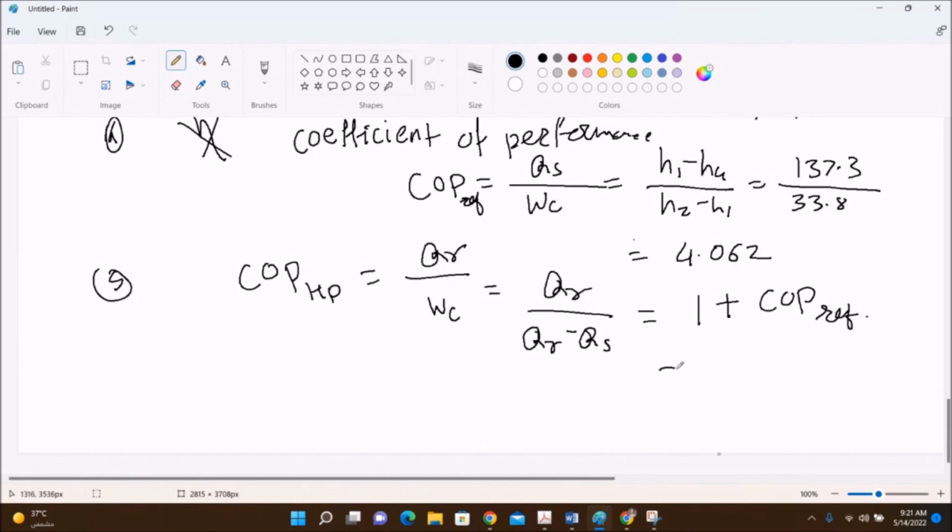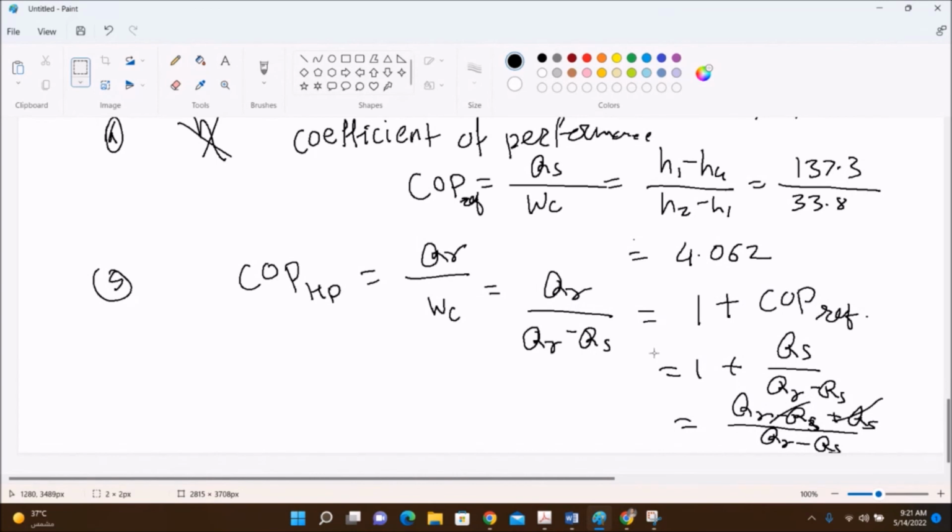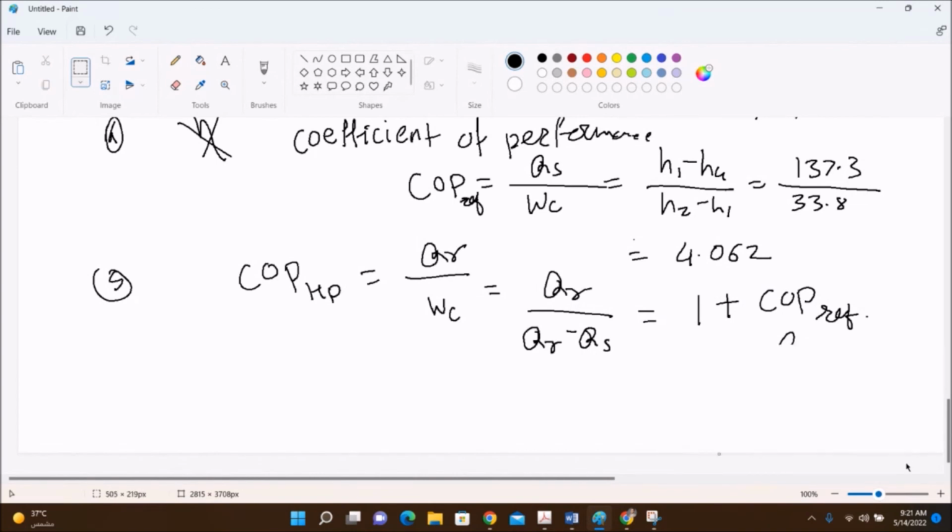See here. I will consider 1 plus COP of refrigeration, which is QS by QR minus QS. Okay, so I will take the LCM, QR minus QS. So this will go here: QR minus QS plus QS. So QS gets cancelled. What is remaining? QR by QR minus QS. So there are two formulas, two ways. You can use any one and your answer will be correct.